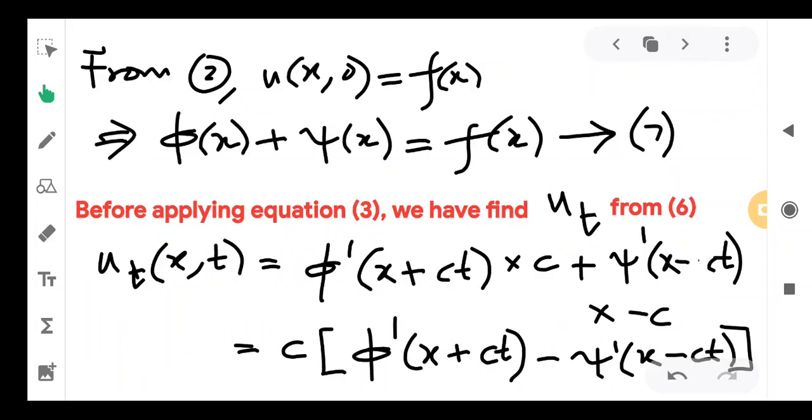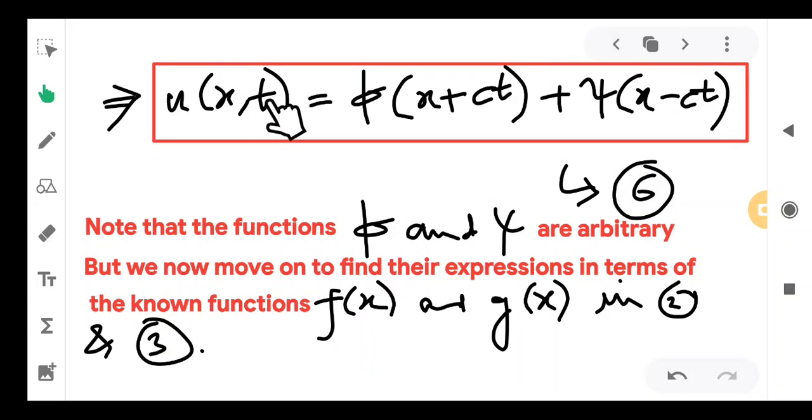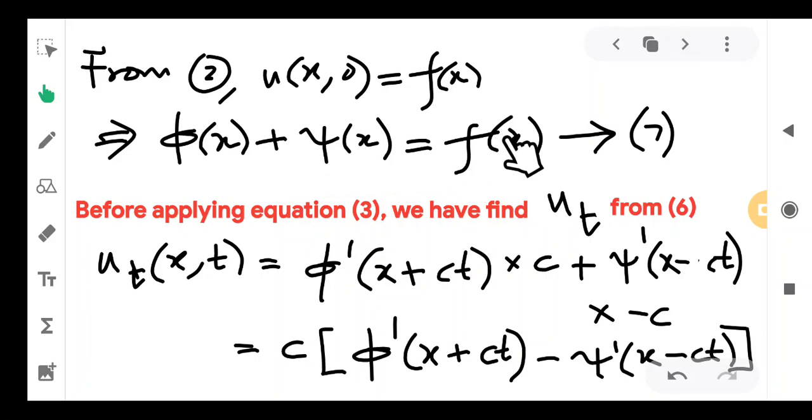How to do it? What is f of x? f of x is actually u(x,0), the initial value of u at time t equal to 0. u(x,0) means you have to put t equal to 0 here. Therefore, u(x,0) will be equal to phi of (x plus 0), that is phi of x, plus psi of x. Therefore, f of x is equal to phi of x plus psi of x. We call it equation number 7.